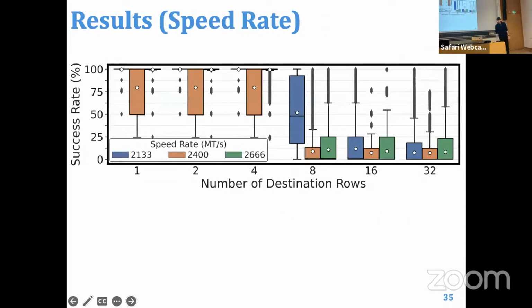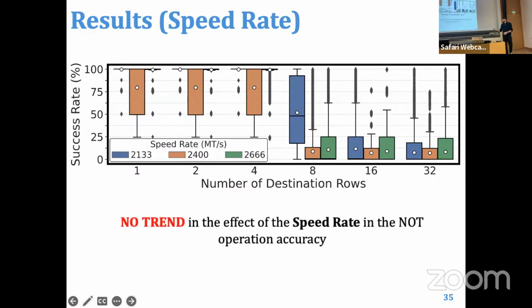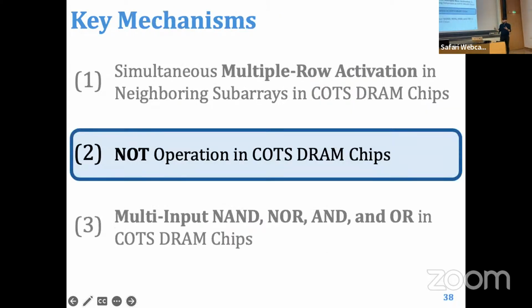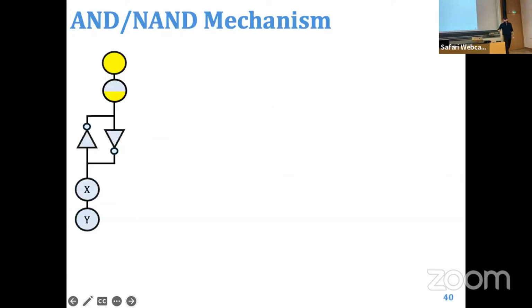Then we see the speed rate. The speed rate is chaotic. There is no trend to the speed rate, and it's an interesting result. We can see that in this specific case, when the speed rate is low, we have a range of success rates. When the speed rate becomes bigger, the medium speed rate of the three, we see that it has the worst success rate, and in the biggest speed rate, the success rate for some reason increases. And this is all for the NOT operation, and we're going to move on to the multi-input operations.